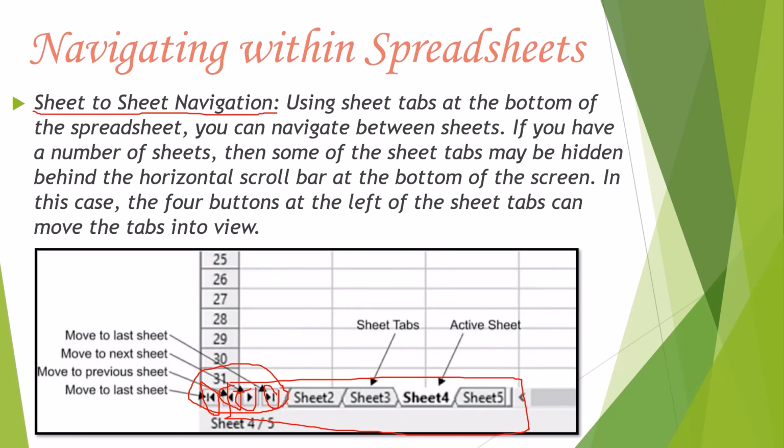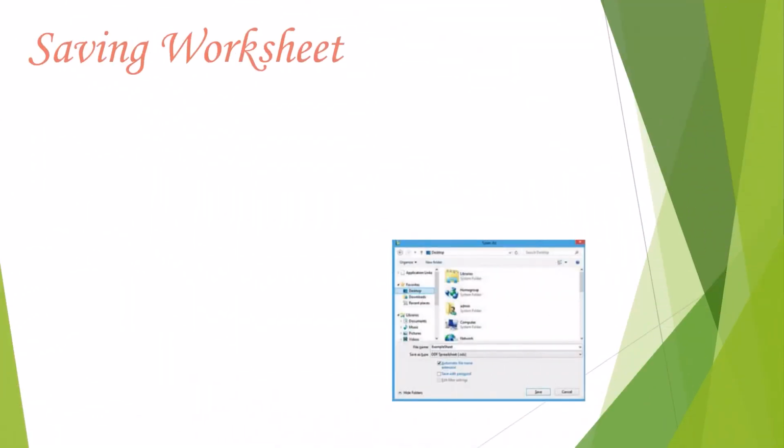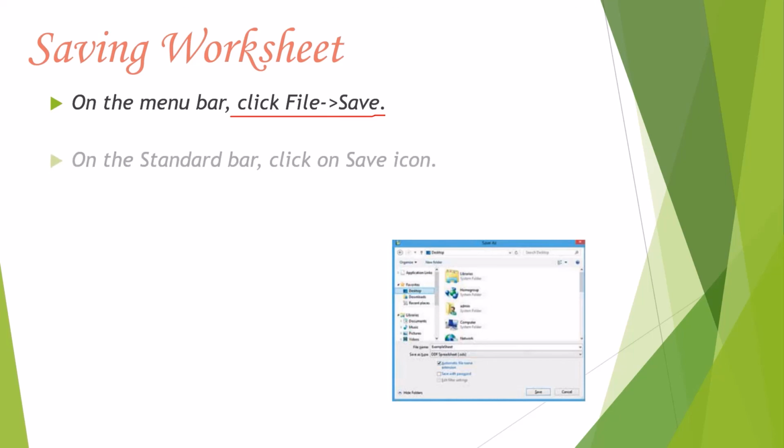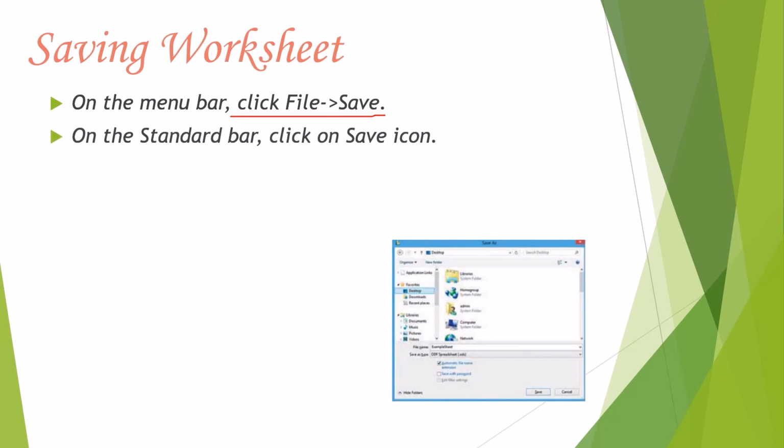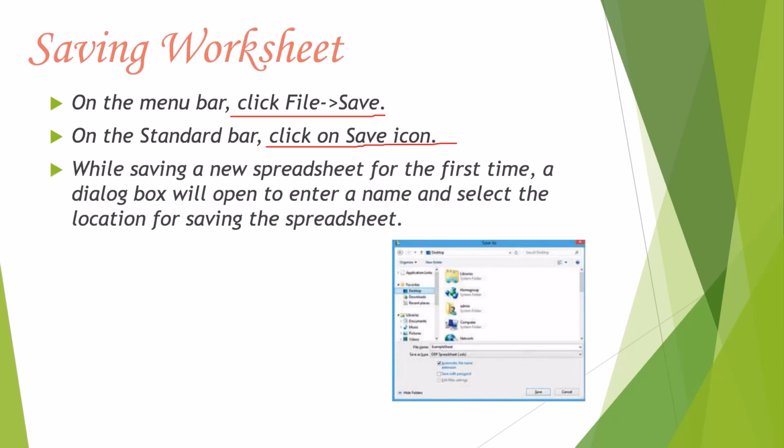Now, saving a worksheet. After you have done your work on the worksheet, if you want to save it, go to the menu bar, click on File and then click on Save. If you want to save using the standard bar, then there will be icons and you have to click on the Save icon. Now suppose that you are saving your worksheet for the first time, then you will have to specify its name and its location, for which a dialog box will appear. You will enter the name of the spreadsheet there and the location for saving it. Then you will save it.